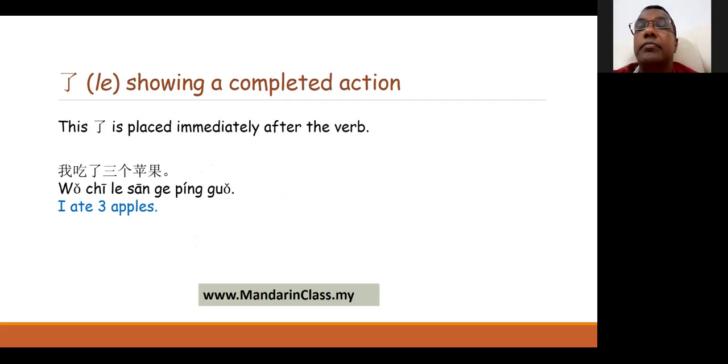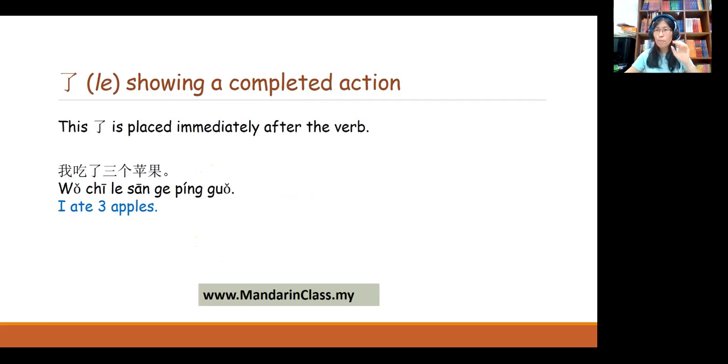Okay. So the next 了 is the action has been completed. In English we can say it's a past tense or past perfect tense. Means already done. So this one is to show the completed action. Like 吃了3个苹果. Already eaten 3 apples. This one indicates the verb is already done.